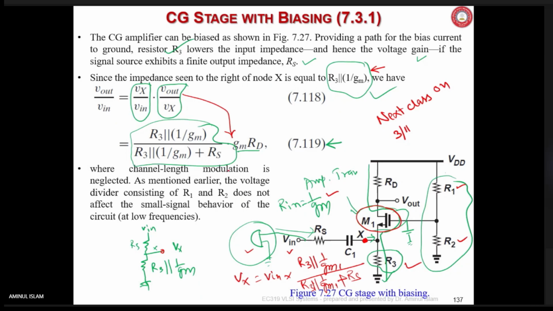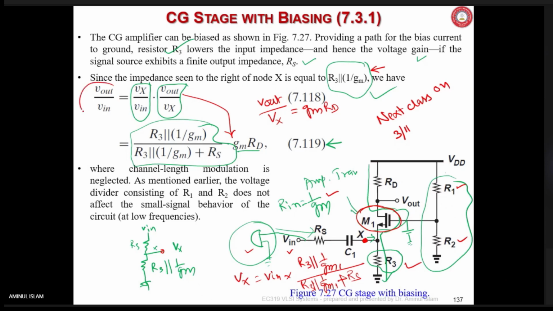And the gain of this amplifier proper is what? It is GMRD. Yesterday we have discussed. That is V out divided by Vx. V out divided by Vx is the gain of the amplifier, given by this M1. That is GMRD. We have discussed yesterday. Yes or no? Yes, sir.